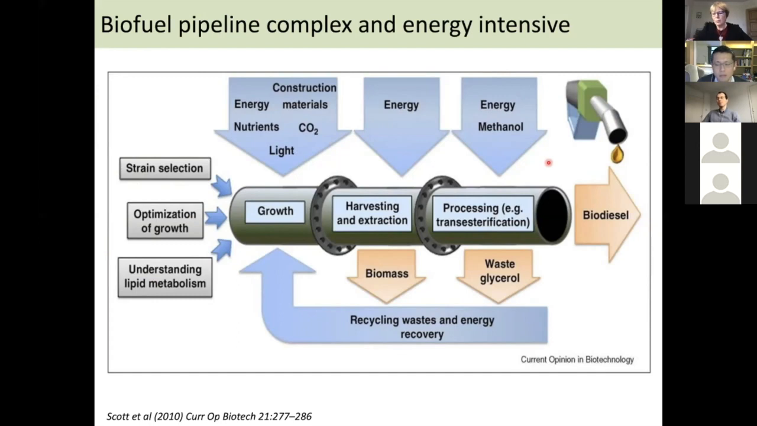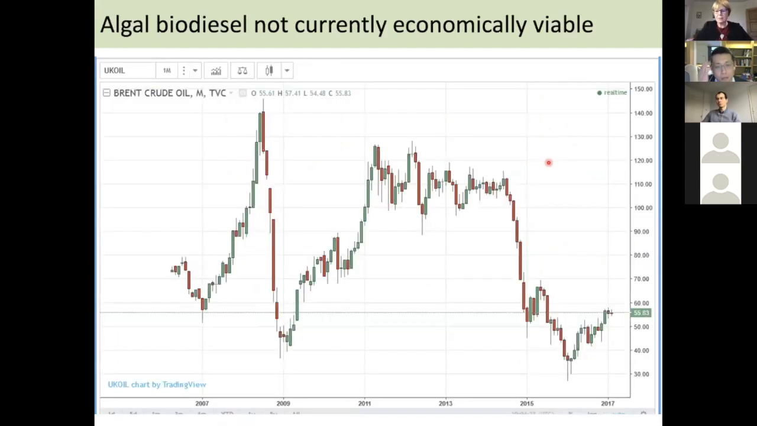But you could optimize it. Perhaps there's an opportunity for researchers as in your CDT to think about this, but the price of oil goes up and down, and it's very low at the moment. So economically, it's just not viable to put a lot of effort into growing algae at scale.